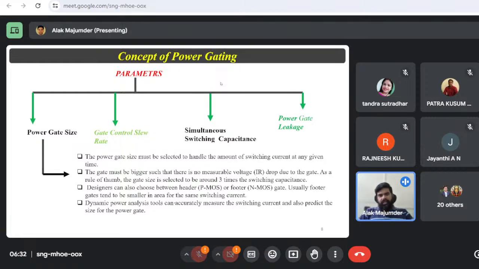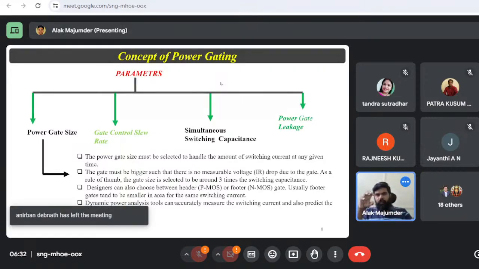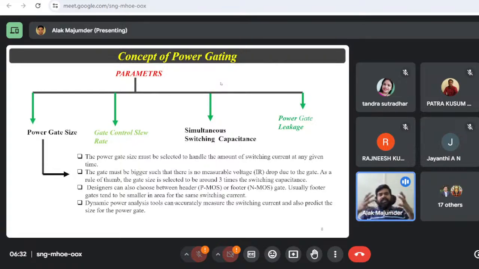Simultaneous switching capacitance, what are they? A MOSFET is surrounded by many parasitic capacitances: gate to drain capacitance, gate to source capacitance, gate to bulk capacitance. The bigger the size of the MOS, the bigger the capacitance will be, right? So if the capacitance is getting large, signal flow will be slower.